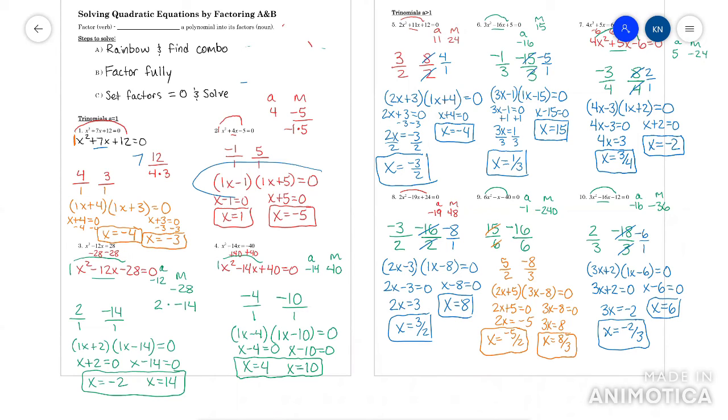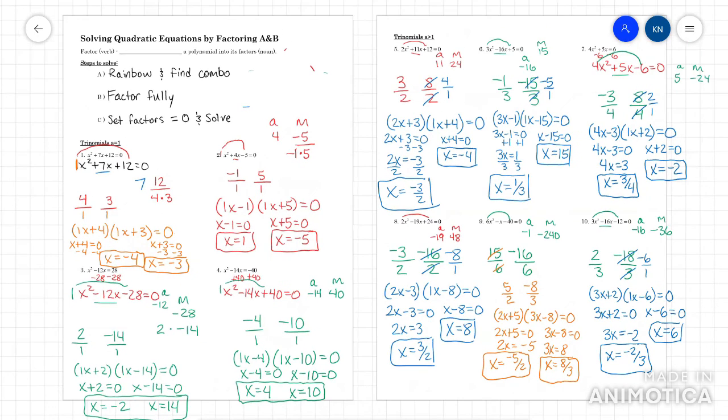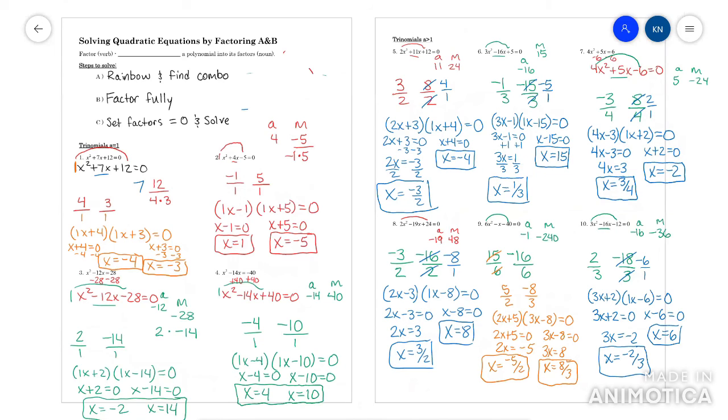Once you have it in factored form, you can set each factor equal to 0 and solve to get your answers. So I hope this didn't confuse you too much. I hope this video helped. Good luck.